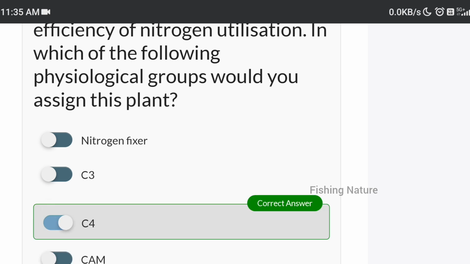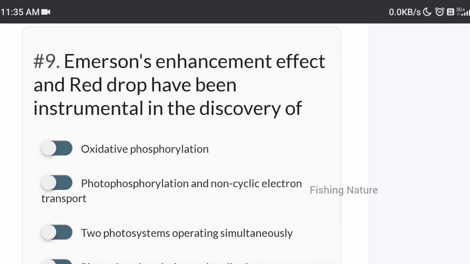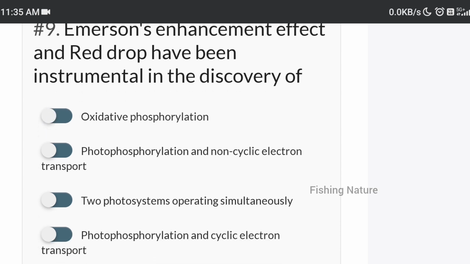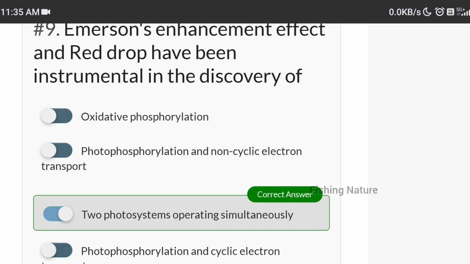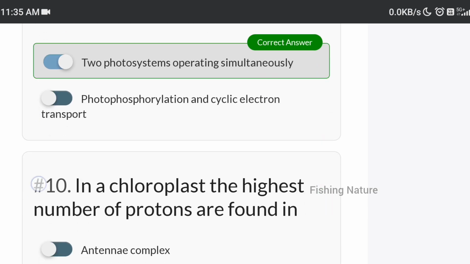It is C4. Next, the Emerson enhancement effect and red drop have been instrumental in the discovery of oxidative phosphorylation, or photophosphorylation and non-cyclic electron transport, or two photosystems operating simultaneously, or photophosphorylation and cyclic electron transport. Which is red drop they are asking? It means two photosystems operating simultaneously.